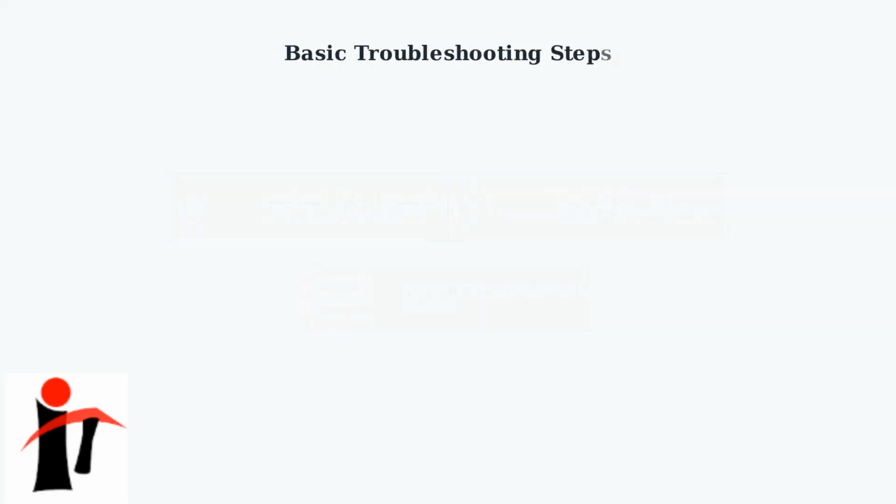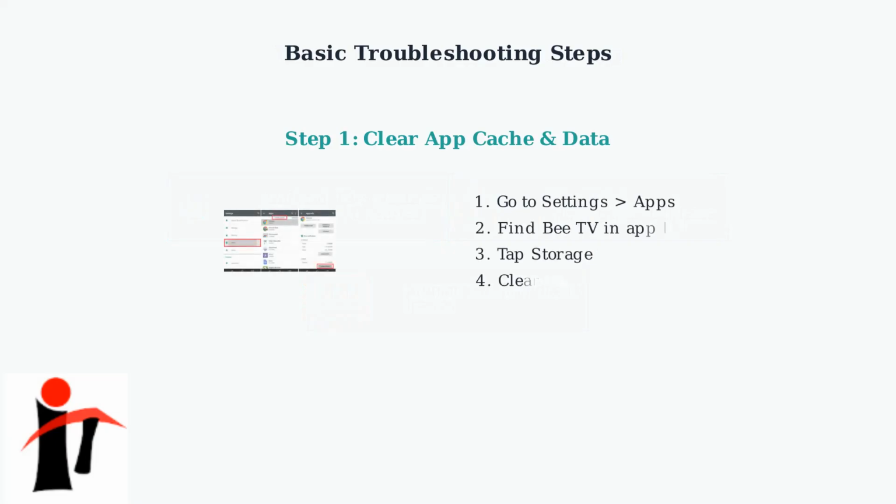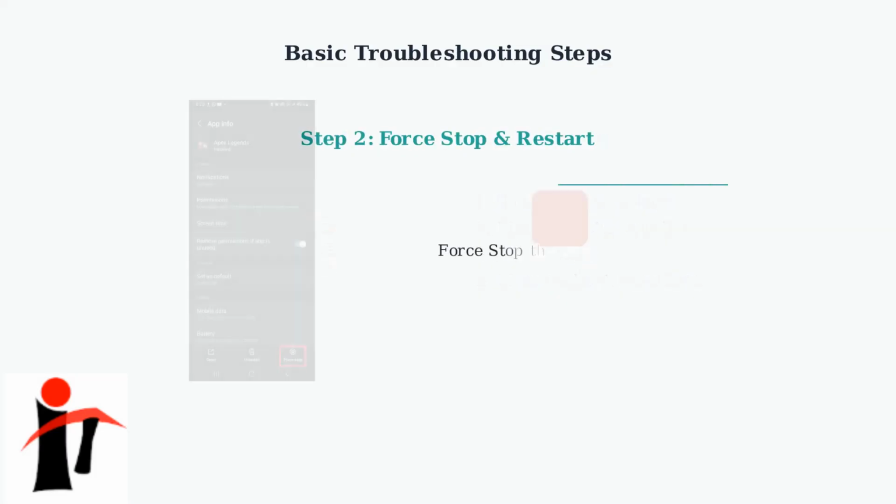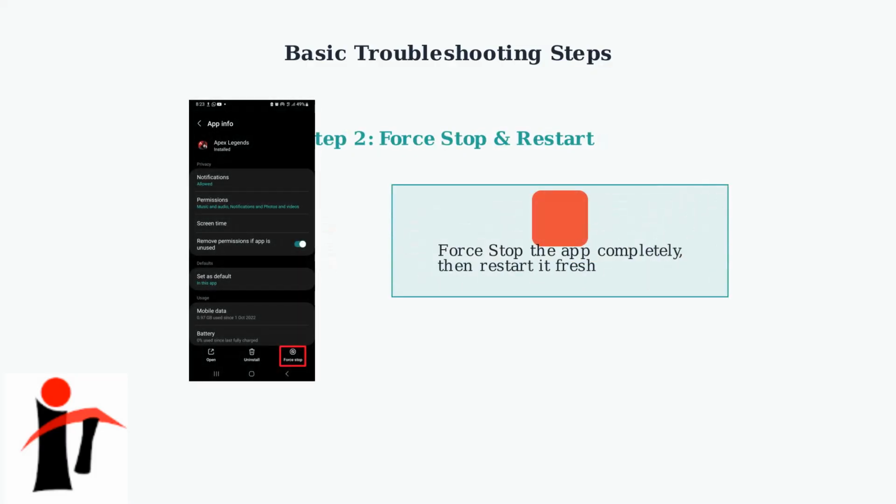The first and most effective troubleshooting step is to clear the app's cache and data. Navigate to your device settings, then to Apps, find BTV in the list, tap on Storage, and select both Clear Cache and Clear Data. Next, force stop the application completely and then restart it. This ensures that any corrupted processes or memory issues are cleared when the app launches again.